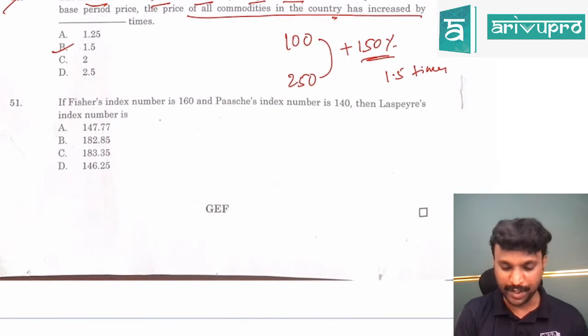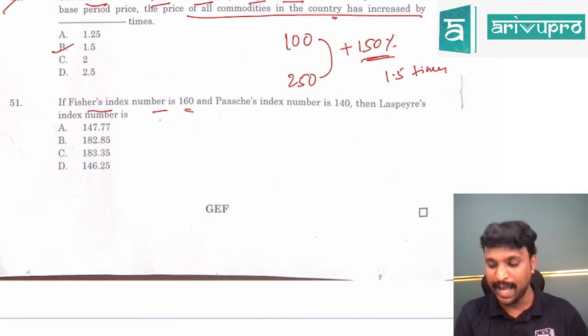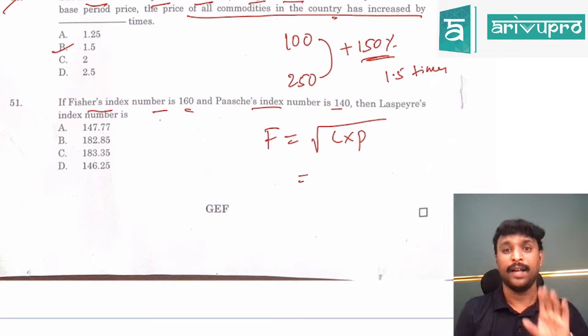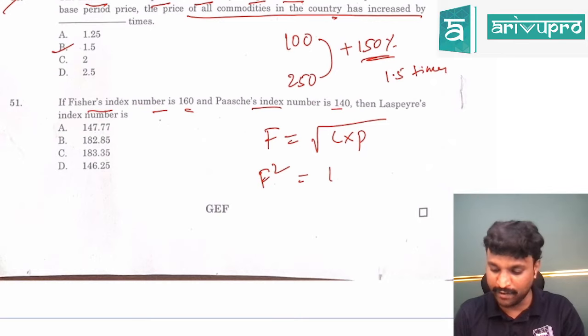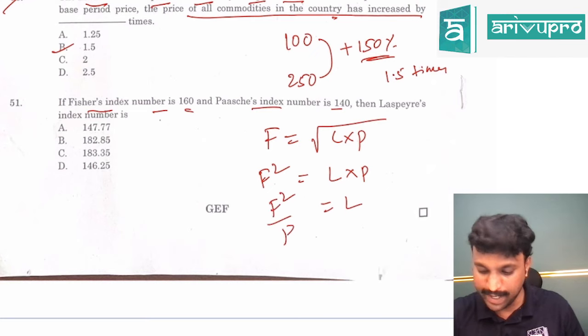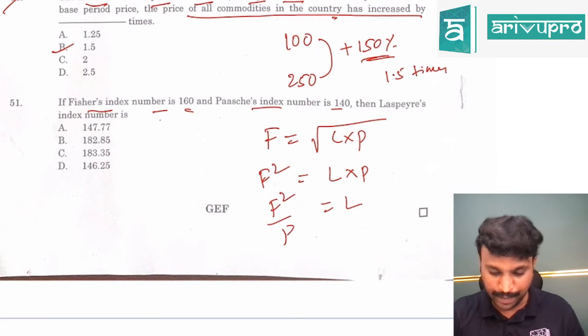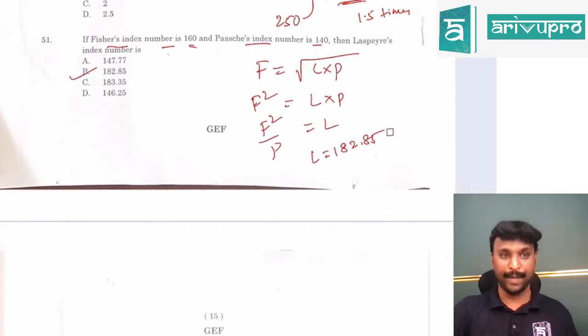Guys, look at the 51st question. If Fisher's index number is 160, Pasch's index number is 140, what is Laspeyres? What connects Laspeyres, Paasche's and Fisher's? F is equal to root of L into P. We need to find Laspeyres, so square both sides. So F square is equal to L into P. So L is equal to F square by P. What is the F value, guys? F value is 160, so you square it, divided by P, which is 140. Paasche's is 140. And the answer is Laspeyres is 182.85. Option B is the answer.